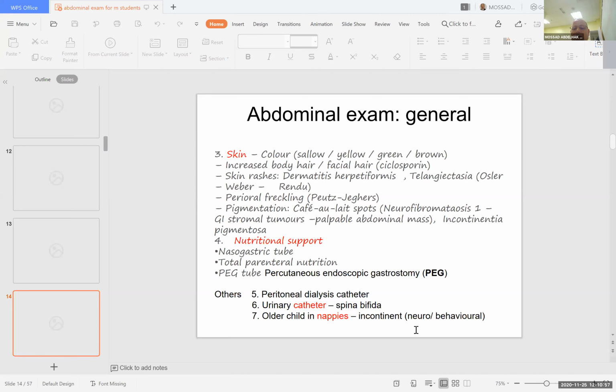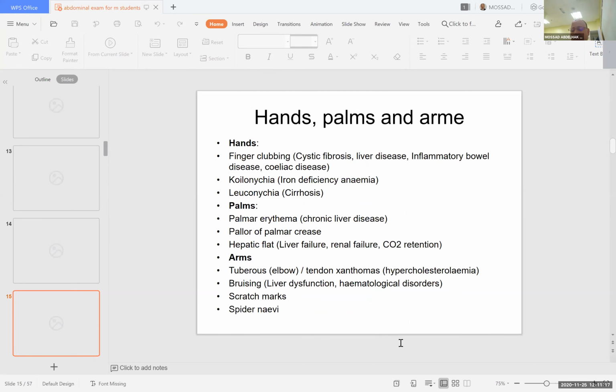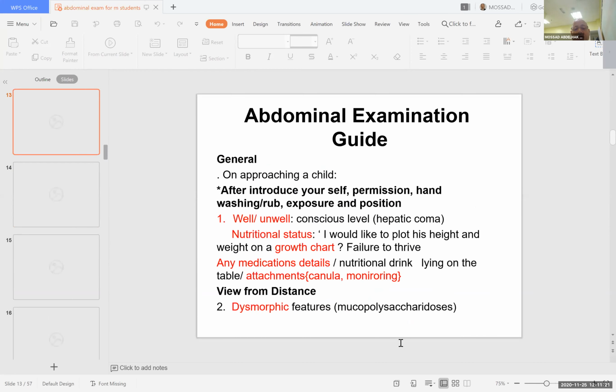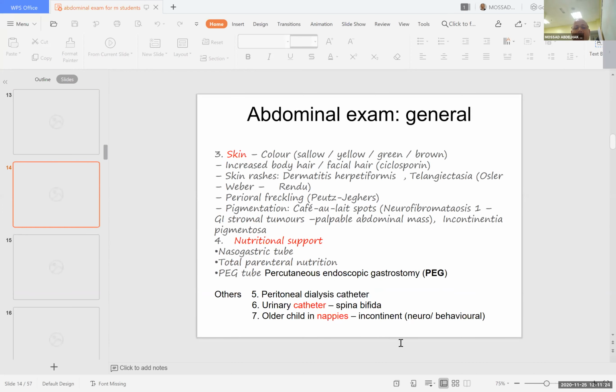Even if you are looking at the nappies, pampers, diapers in small children, if there is incontinence, if the child even has diarrhea, what is the color of the stool? Is it bad odor? Does it contain any blood or not? It is very important. So I observe the patient and I comment about all that generally: about dysmorphism, about the skin, about the nutritional support.